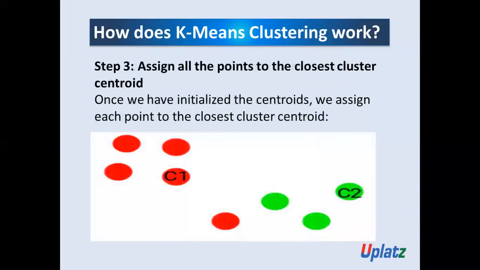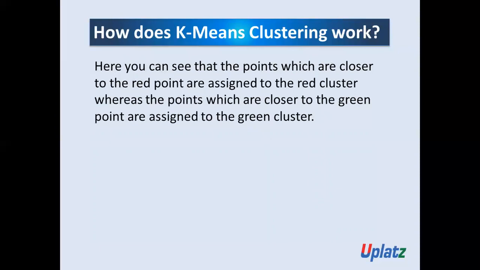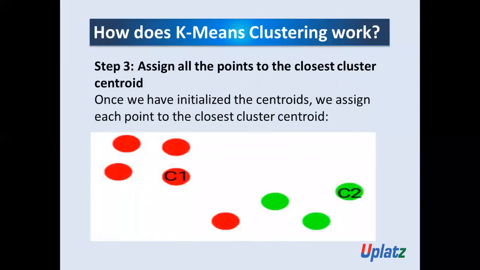Is it correct? So these 2 points are nearest or closest to this centroid C2. Hence you have assigned the green color to this one. And this point looks like it is a little bit nearer or closest to C1. Hence you have assigned the red color to this one. Got it? So here you can see clearly that the points which are closer to the red point C1 are assigned to the red cluster.